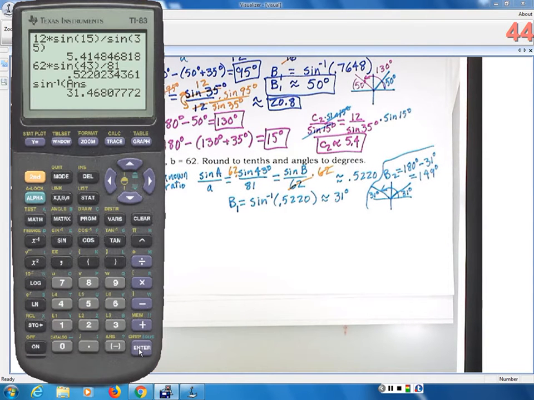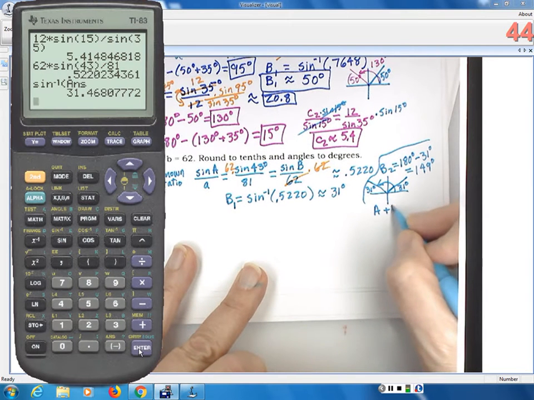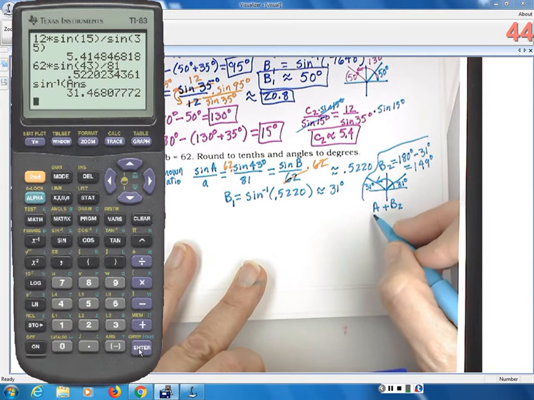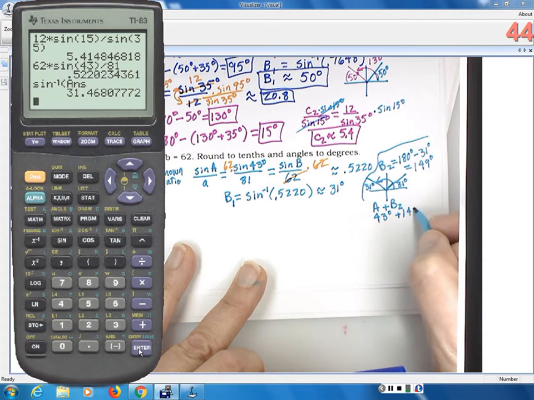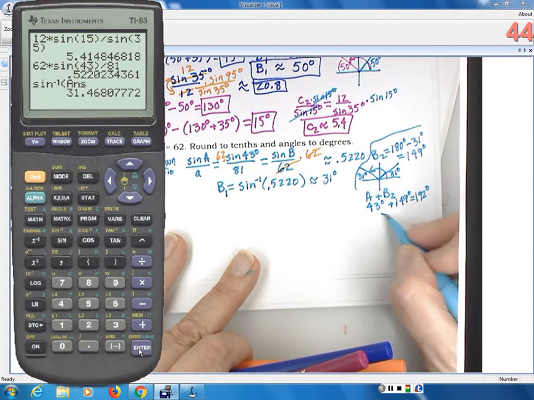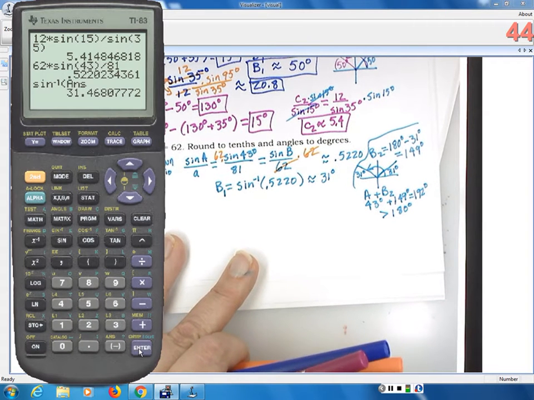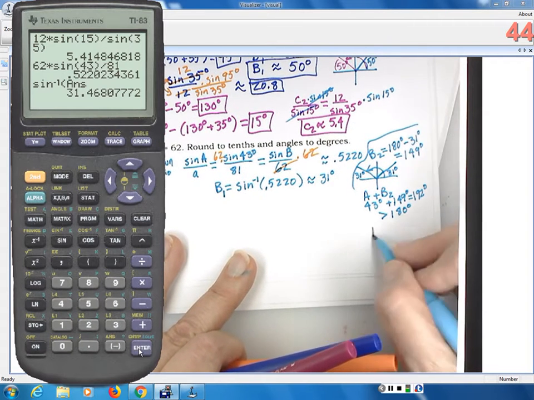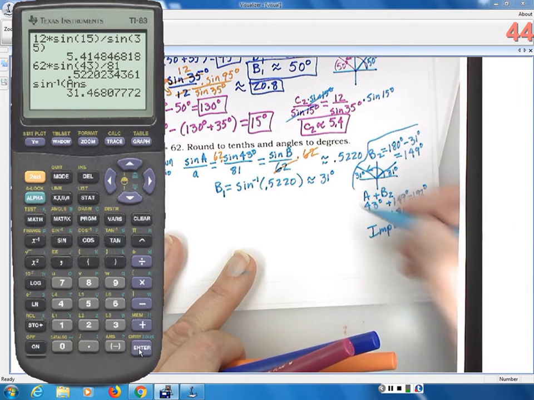Well, that's impossible because A plus B is 43 degrees plus 149, which is 192. I don't know if you can see that. 192 degrees is greater than 180. The sum of the interior angles of a triangle equals 180. It can't be greater, so this is impossible. So there's not a second triangle. That's what I'm showing you here. There's not a second triangle.